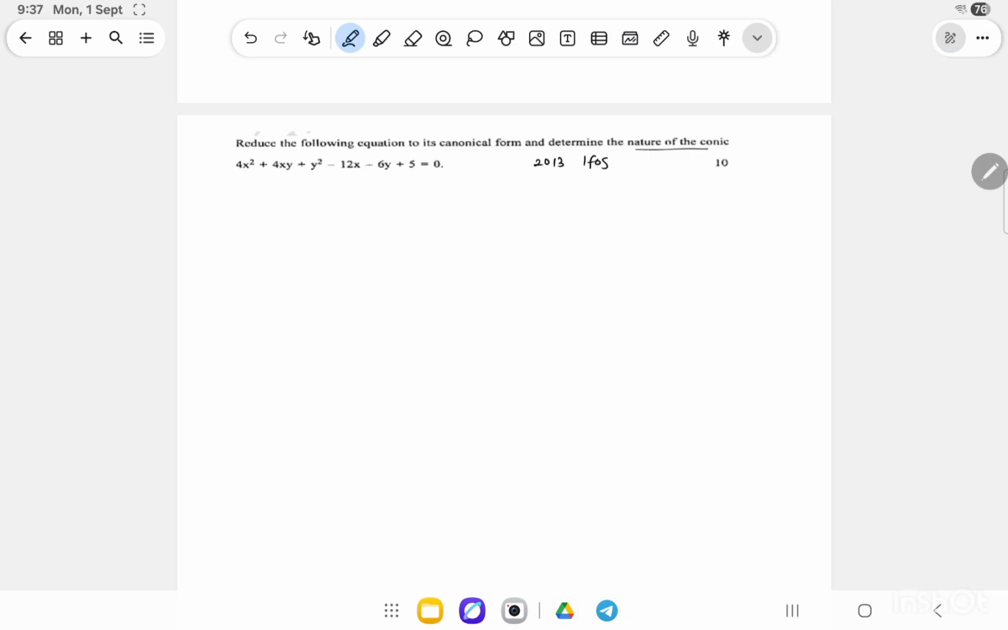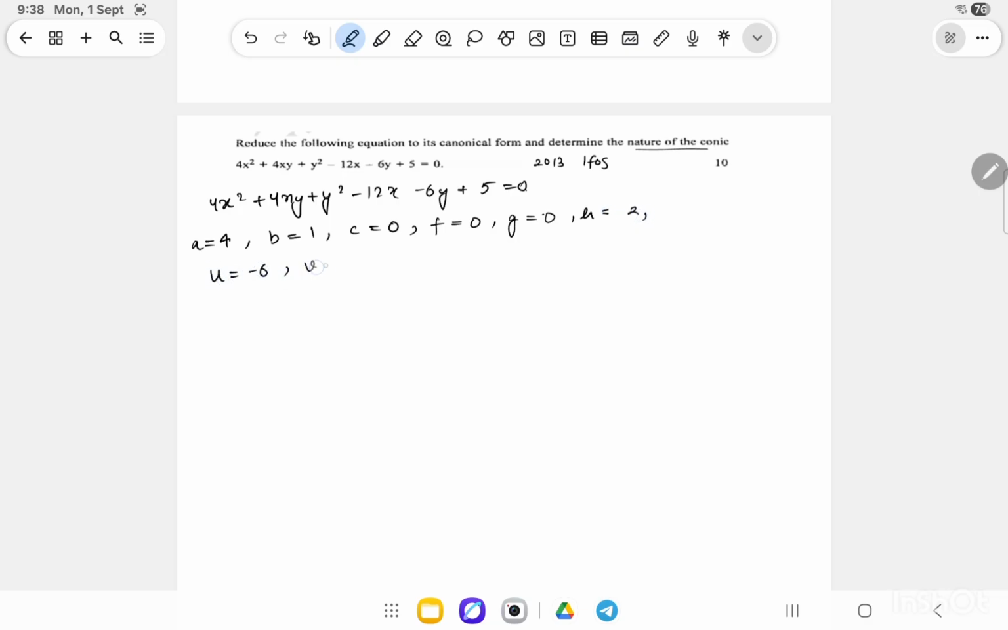So the equation is 4x square plus 4xy plus y square minus 12x minus 6y plus 5 equals to 0. If I compare it with the general equation, I'll be getting a as 4, b as 1, c as 0, f as 0, g as 0 and h as 2. And my u is basically minus 6, v is minus 3, w is 0 and d is basically 5.